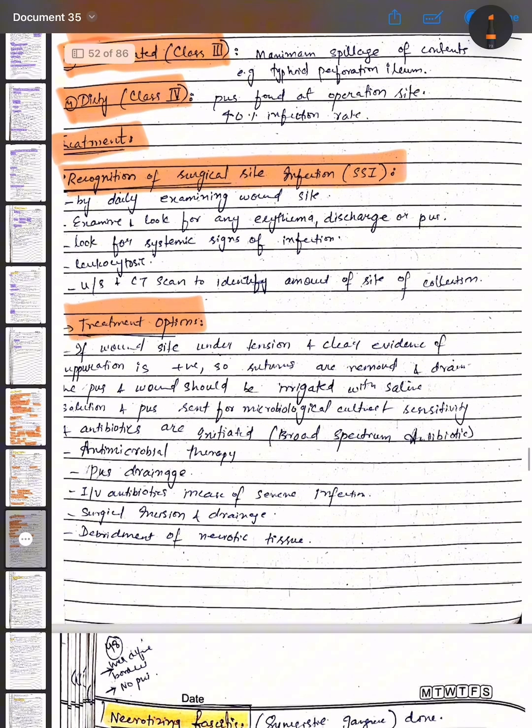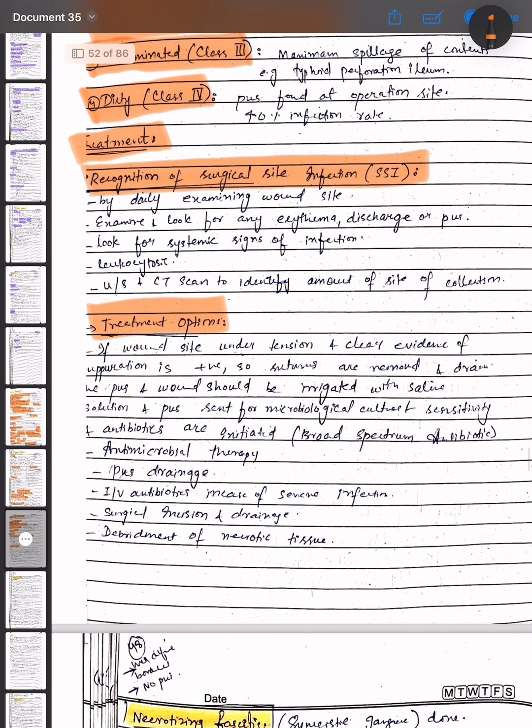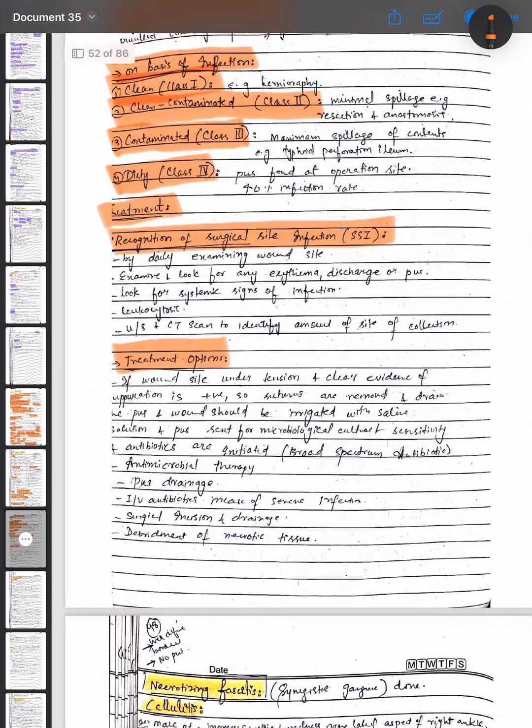First of all, if you have a wound site under tension and clear evidence of suppuration, the sutures are removed and the pus is drained, and the wound should be irrigated with saline solution and pus sent for microbiological cultures and sensitivity, and antibiotics are initiated. Broad spectrum antibiotics are given, antimicrobial therapy is provided, pus is drained, intravenous antibiotics in case of severe infection, surgical incision and drainage, and debridement of necrotic tissues.